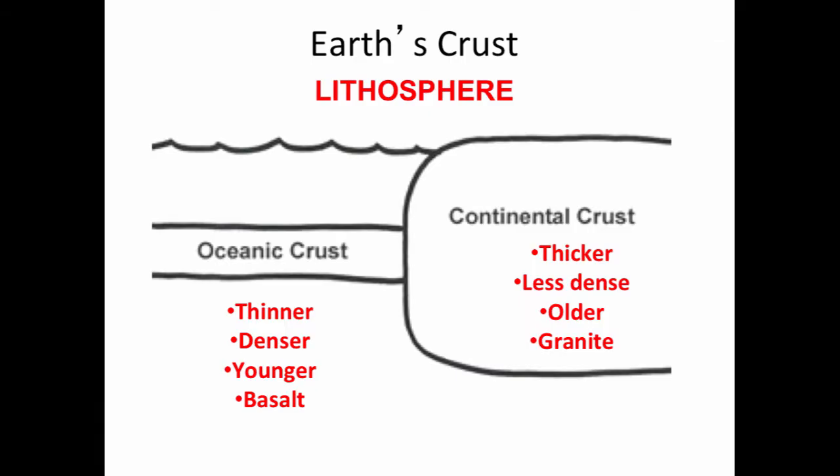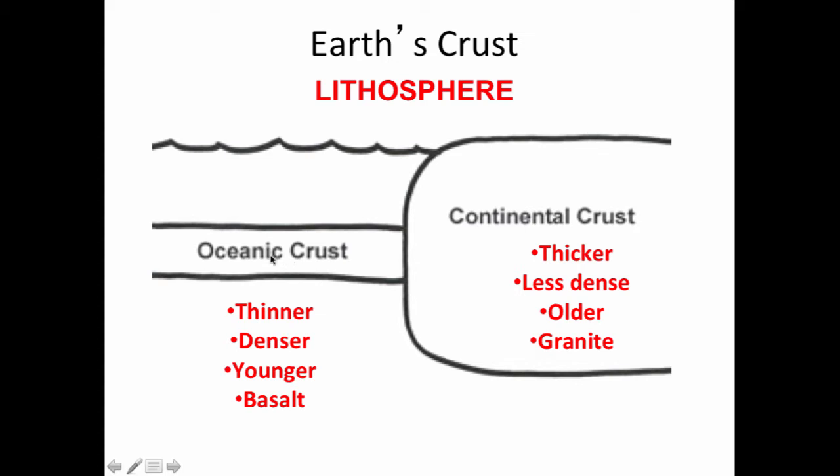So let's talk about the lithosphere. The lithosphere is actually broken into two different types of crust: oceanic crust, which, you guessed it, is the crust at the bottom of the ocean, and continental crust, which is the crust that continents are made out of, aka land. So go ahead and copy this picture in your notes. And let's talk about some characteristics.